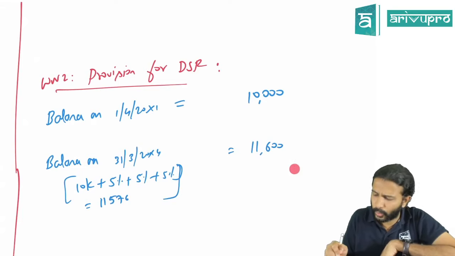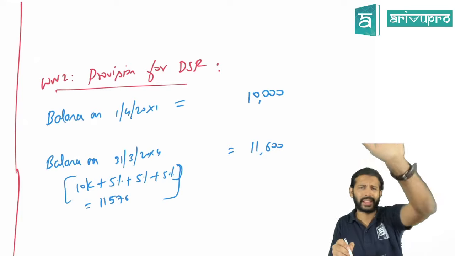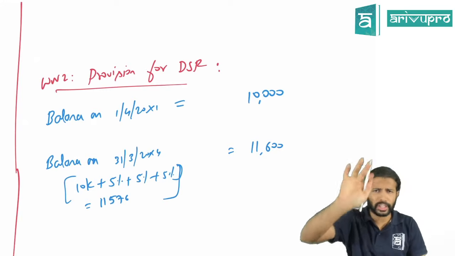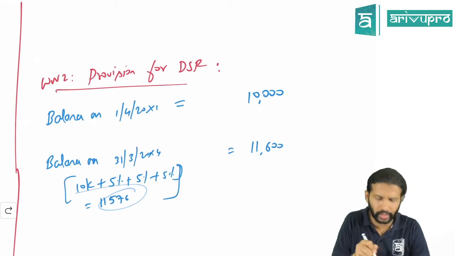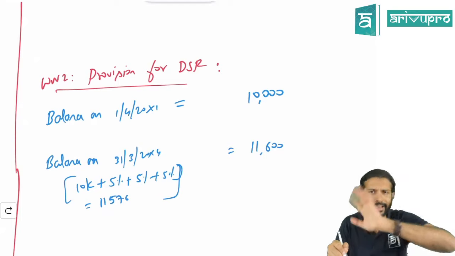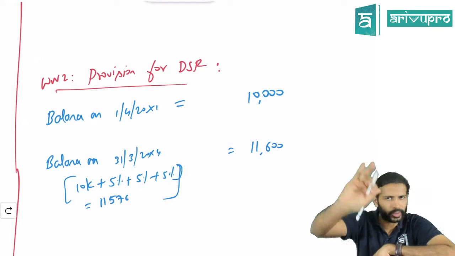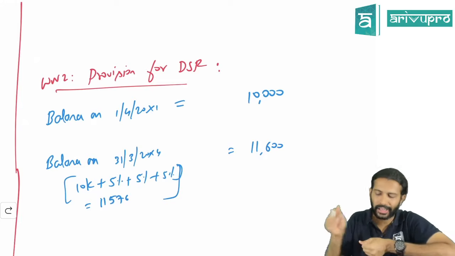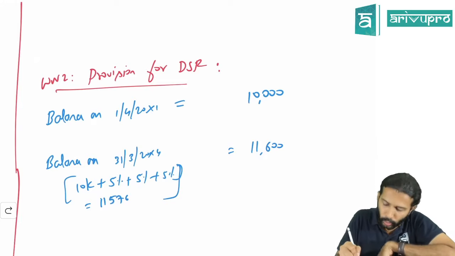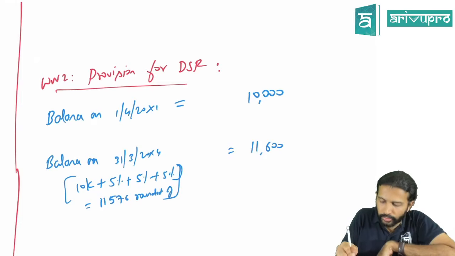So just to be in sync with the solution, I will do it the way they have done it only. In examination, you need not round off. You can write the full value, meaning you can write 11,576 itself. Now for sake of tying up with study material, I'm just doing that. This is rounded off. Okay. Fair enough. So how did I do this?